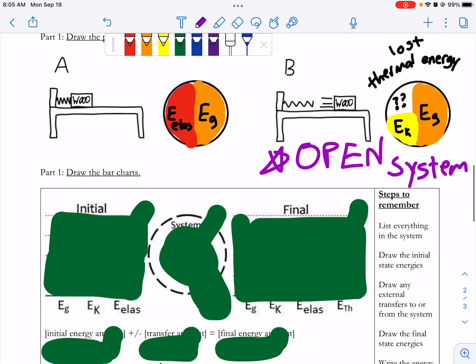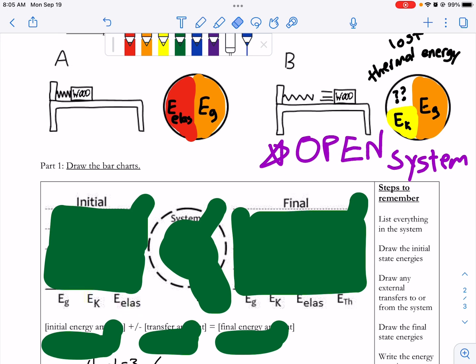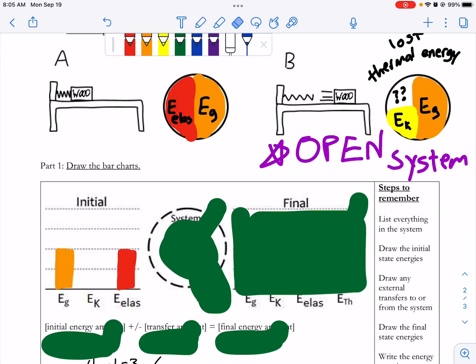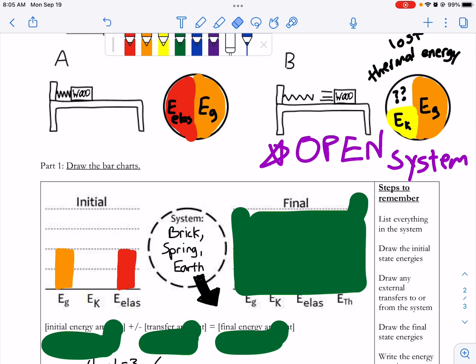Okay, so let's see what this is going to look like in a bar chart. Now it's going to look the same as it did before. Gravitational potential energy and elastic potential energy. And when we fill in our system now, see that little arrow right here? Let me highlight it. There's our arrow right there. Our arrow is showing that we're losing energy. Notice how I drew the arrow pointing out of the circle because it's leaving the system. Okay, if I were gaining energy, I would show the arrow pointing into the circle. How would I draw that on a pie chart anyway, right?